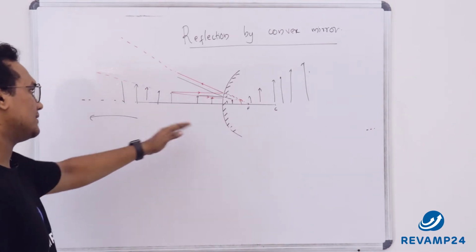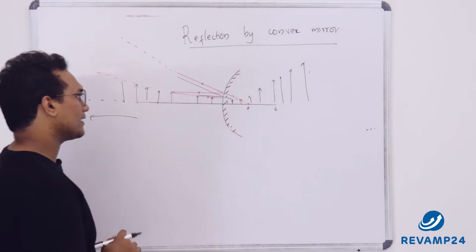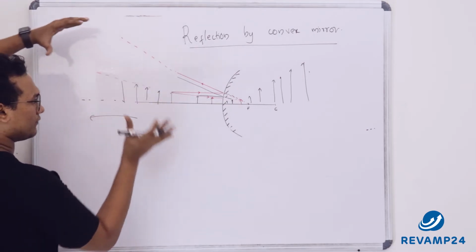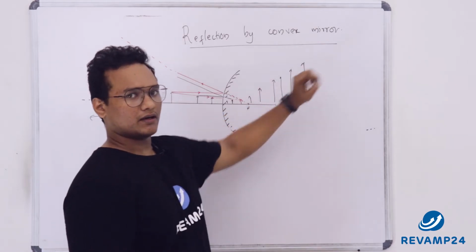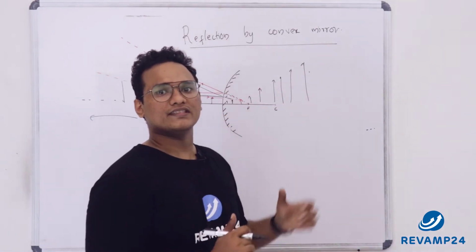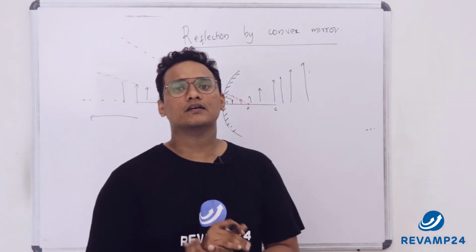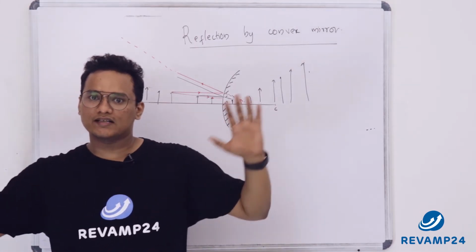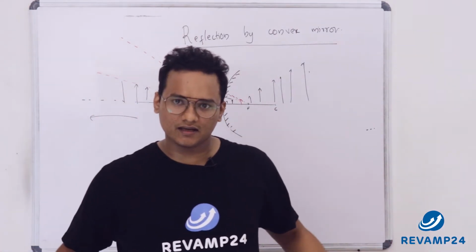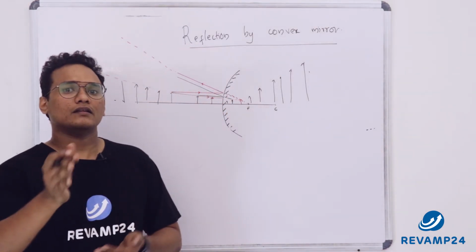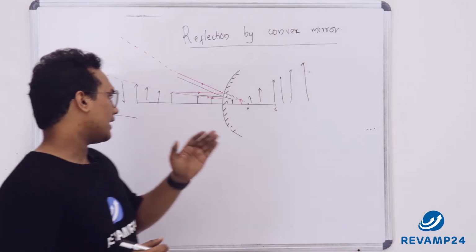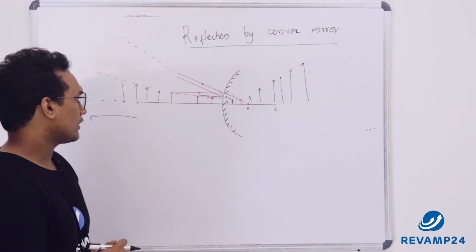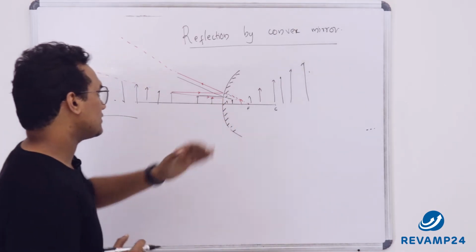What does this represent? This represents that we are able to capture everything. We are able to get an image of every object on this side on the mirror. That is the reason why we use this mirror as the rear view mirror of a car, because we need to see a whole scenario, a whole picture, what is happening at the back of the car, how many vehicles are there, how many people are there, how many obstructions are there. So this is used in vehicles.